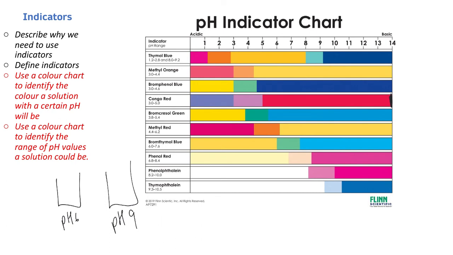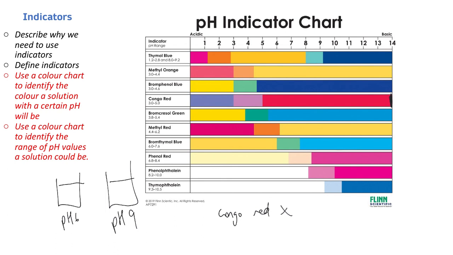Okay, so if I have a solution of pH 6 and a solution of pH 9, you ask, would Congo red be able to distinguish between pH 6 and pH 9? If you put Congo red into each of these, Congo red at pH 6 is going to be red. At pH 9, it's also going to be red. So it wouldn't be able to distinguish between those. So you'd say, no, Congo red cannot distinguish between these two.